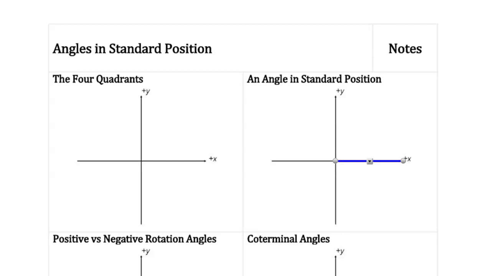In this video, we're going to take a look at what it means for an angle to be in standard position, and also look at some terms and definitions relating to angles in standard position. So the first thing we're going to review is exactly where those four quadrants are.